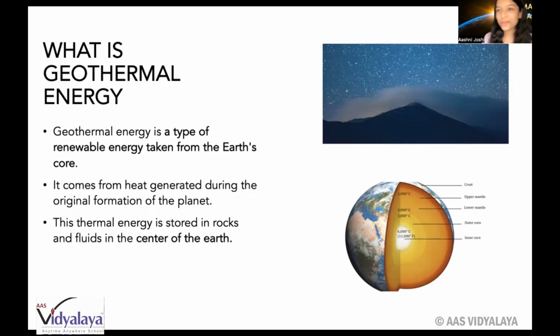Anyways, I took a little bit of tangent there, but let's see how we get geothermal energy from this core. This thermal energy is stored in rocks and fluids in the center of the Earth. So from the crust up till the core, there are certain rocks, there are certain fluids, there are certain natural reservoirs. So they are very affected by this heat, and they are very, very hot. So now we'll see how we can get electricity from this.